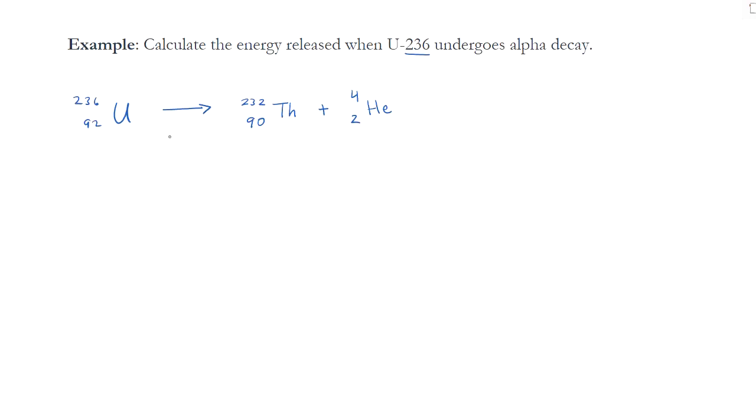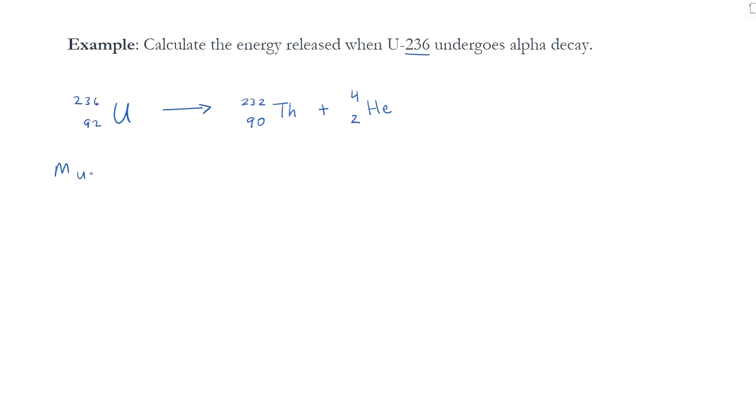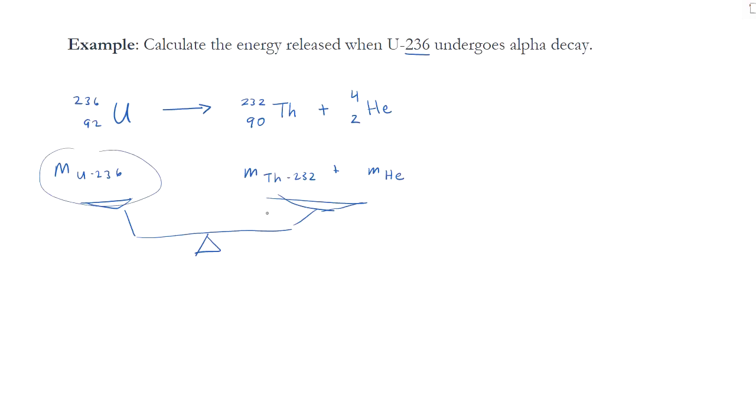The idea is you're thinking about what's the mass of uranium-236? What's the mass of thorium-232? And what's the mass of this helium atom here? And we're going to put them on the scale, just like before. And which way does the scale tip? If energy is being released, then this side has got to be heavier than this side. So let's check out these values.